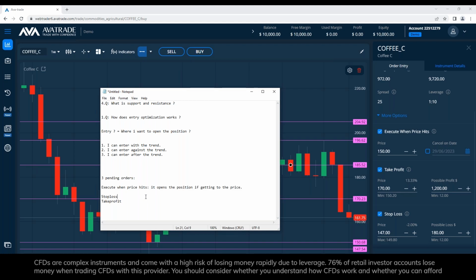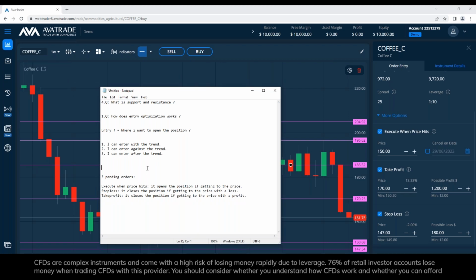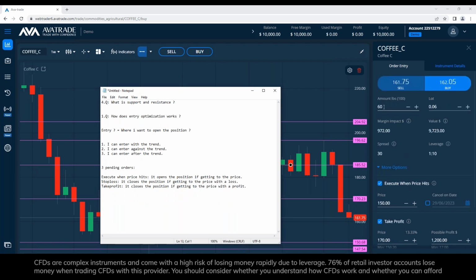Then those work exactly the other way around. It closes the position if getting to the price. That's with a loss, that's the price with a profit. Okay, so in this scenario, guys, I'm about to take 60.